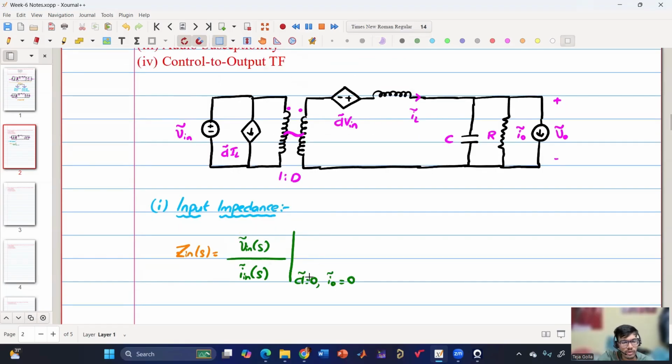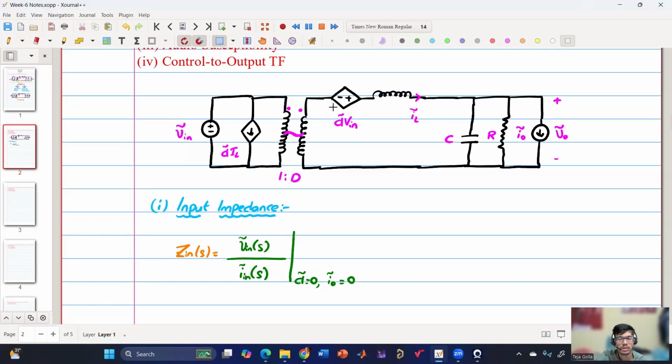So now if D perturb is zero, what happens to this current source? The dependent current source becomes zero. So there is no current flowing in this path, so it can be removed. Similarly, what happens to this voltage source?